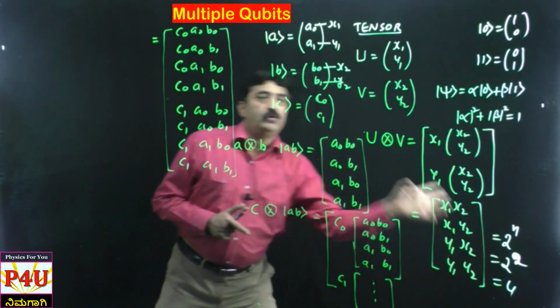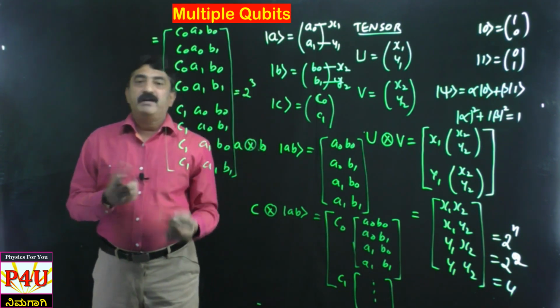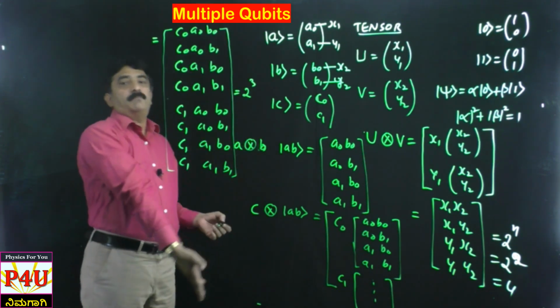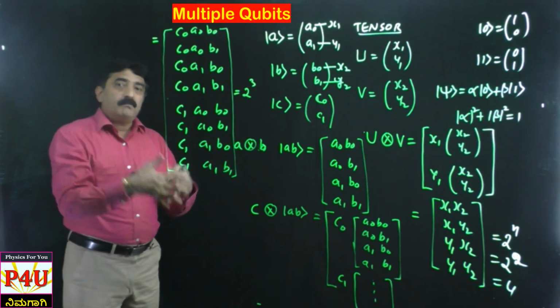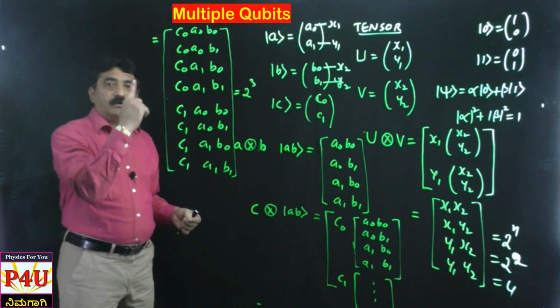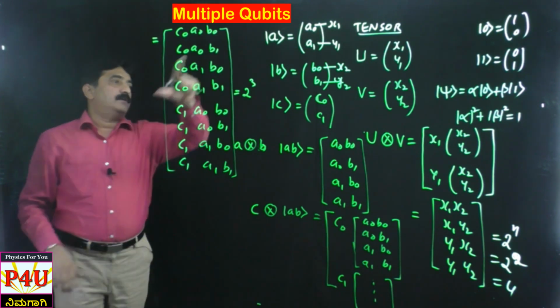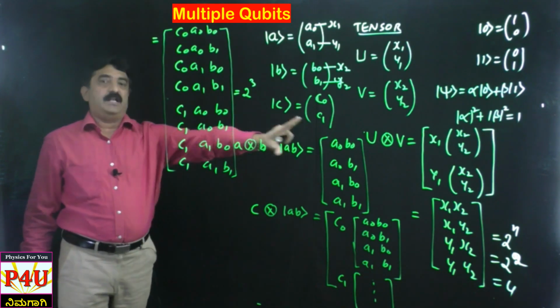2 to the power of 2 is 4. This is nothing but 2 to the power of 3. So that is nothing but 8. Like that, if there are n number of qubits, when n number of qubits interact, you are going to get 2 to the power of n. Understood? So that's all. So this is about the tensor product.